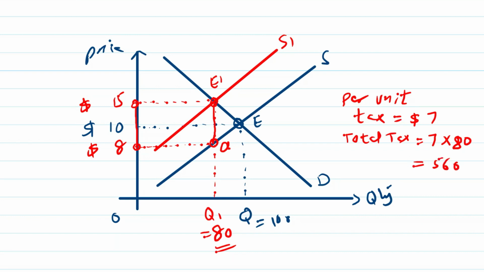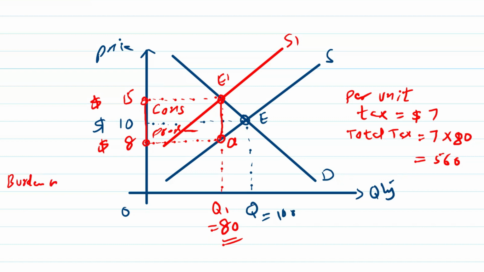560. Out of this 560, this is the total amount of tax. Out of this 560, this area will be paid by the consumer and this area will be paid by the producer. So how much is the burden on consumer? Tax burden on consumer is equal to, look, this area is the burden on the consumer.